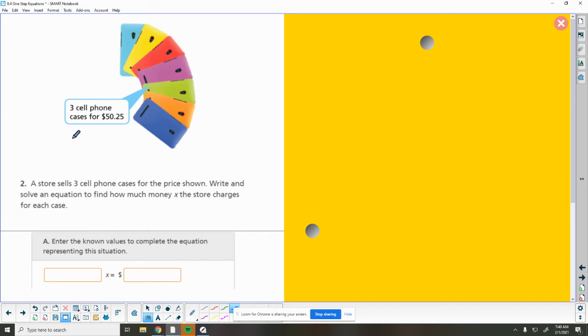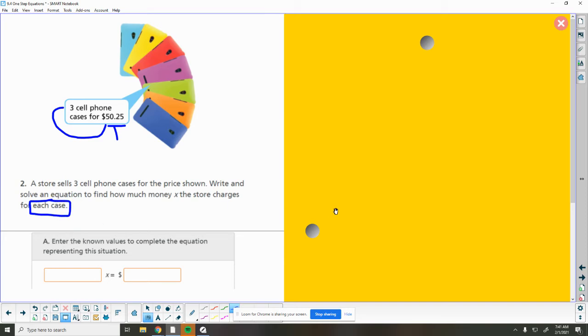Task 2 tells us that a store sells 3 cell phone cases for the price shown. So you can get 3 cases for the total of $50.25. Write and solve an equation to find out how much money X the store charges for each case. So we want to know each case.